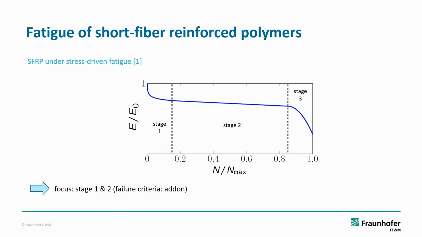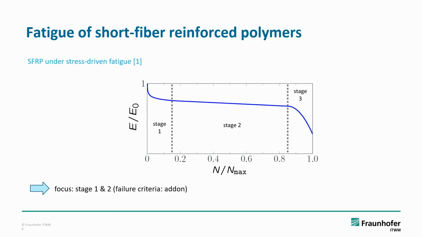What we are interested to model within this presentation is only stage 1 and stage 2 of the fatigue degradation. This is due to the fact that in these stages of degradation, the damage on a microscale level is not localized yet, and we can use from a mathematical point a rather advantageous formulation and be sure that our multi-scale approach works properly.